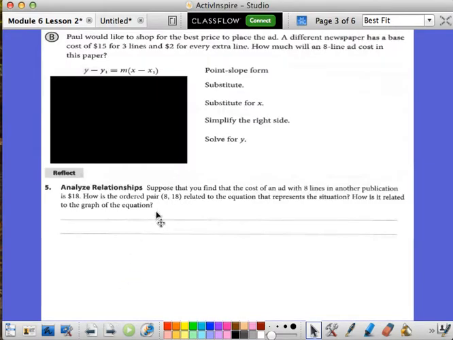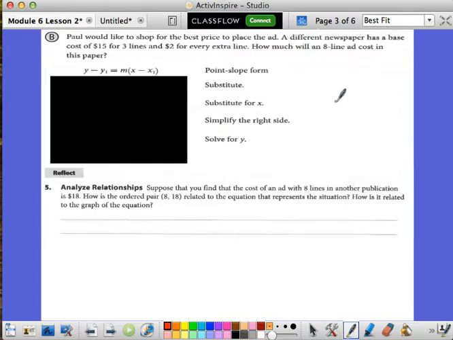All right, so now we're going to create linear models given slope and a point. So again, you have an example in A that you can go over and read through. I'm going to skip to B and we're going to work through it together. So Paul would like to shop for the best price to place an ad. Okay, so it's kind of important, but not really.